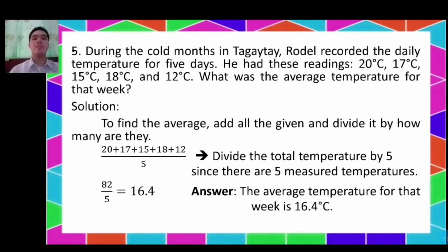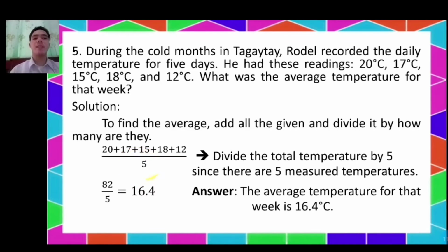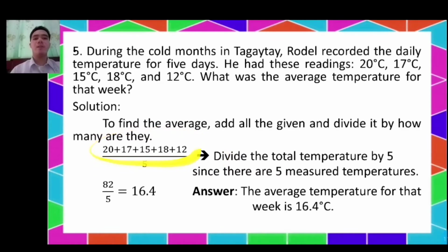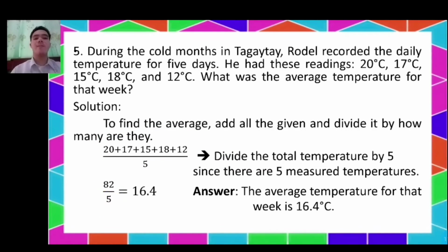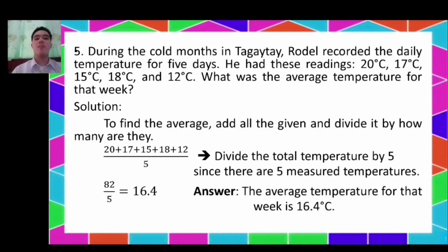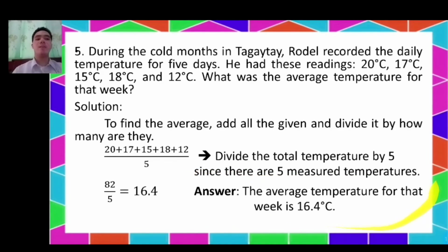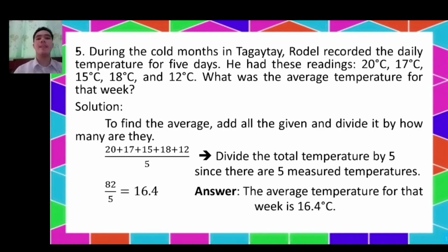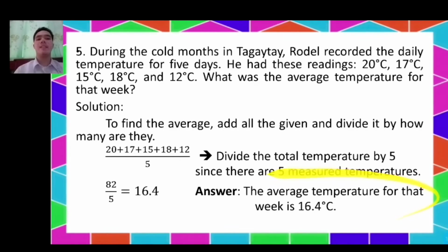How many temperatures? We have 5 temperatures. So the numerator will be equal to 82 when you add them, divided by 5. So 82 divided by 5 is 16.4. So our answer will be the average temperature for that week is 16.4 degrees Celsius. Okay, this will be your final answer.